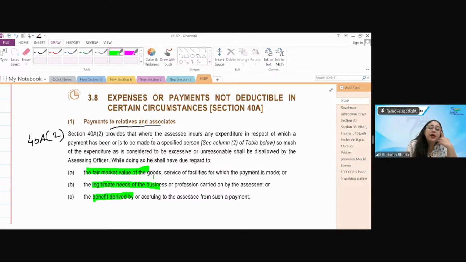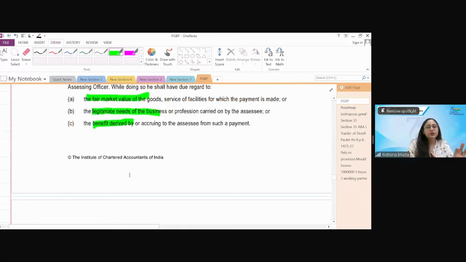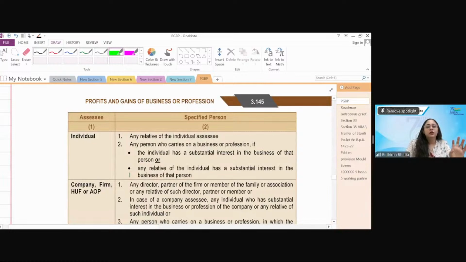A question will come in your mind, who is the related party, who is the associate? ये सिंपल सा चीज है. इंडिविजुअल में the person, the relative is the related party. Company, firm, AOP में कंपनी के केस में directors and their relatives are the related party. फर्म के केस में partners and their relatives are the related party. HUF के केस में members and their relatives are the related party or the specified person. AOP के केस में members and their relatives are the related party.